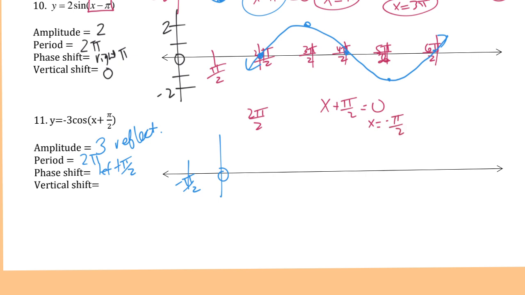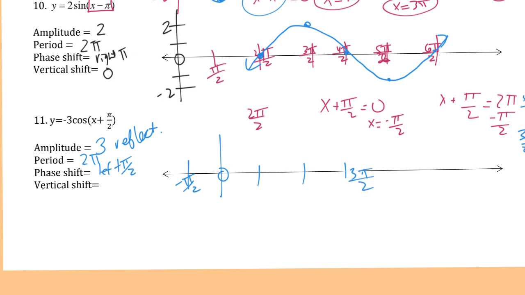We're going to start a little early. We're going to start at negative pi over 2. And if you set the parentheses equal to the normal end, which is 2 pi, and you subtract pi over 2 from that, get yourself a common denominator. The common denominator would be over 2, so it would be 4 pi over 2 minus pi over 2, which is 3 pi over 2. So everything's going to be done by 3 pi over 2.